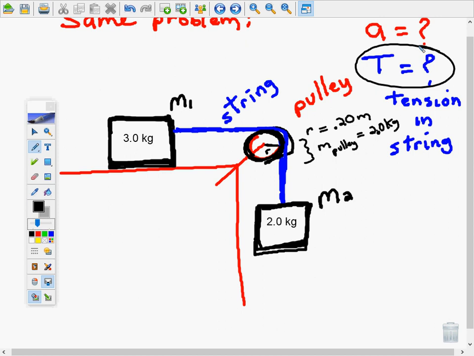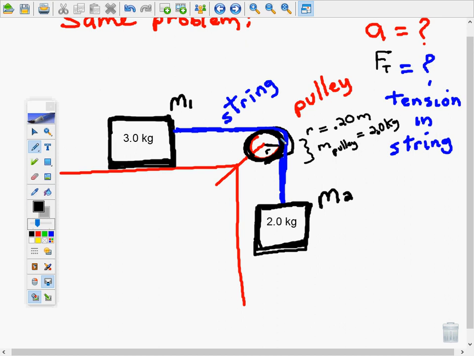Now, instead of calling that T, it's more fashionable these days to call it F sub T. But as soon as you're told that this pulley here has mass and it's a cylinder, it complicates things because now there's going to be two different tensions in the string. In the past, there was only one.